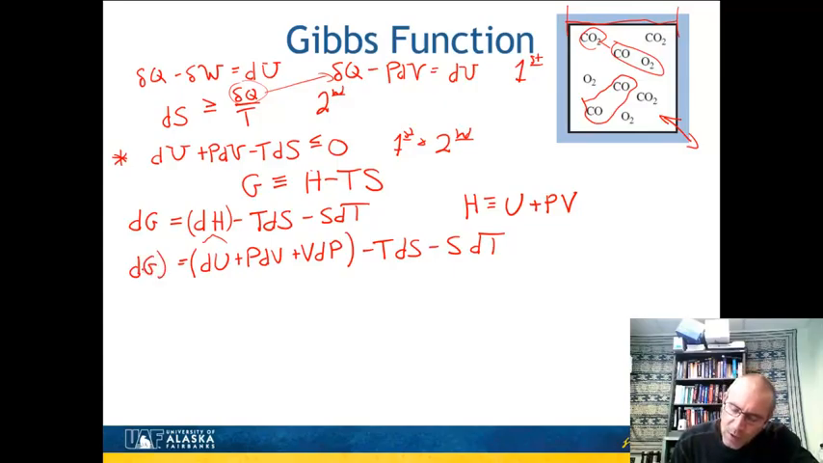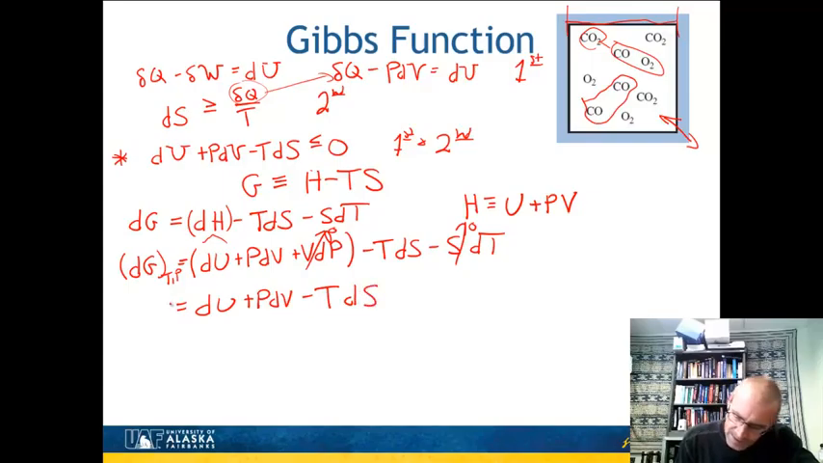And now we'll go ahead and make one other assumption. We'll look at what changes in G are at a constant temperature and pressure, which means we're not going to let temperature or pressure change. So what that's going to do is that term right there is going to be equal to 0, and that term right there is going to be equal to 0. So now if I see what I've got left, I have dU plus P dV minus T dS, right? And so that is what dG is at a constant temperature and pressure.